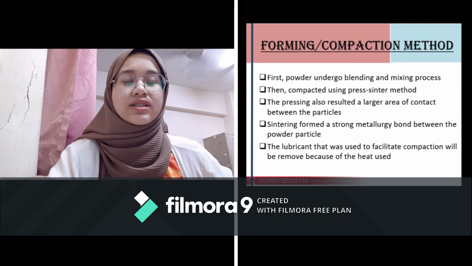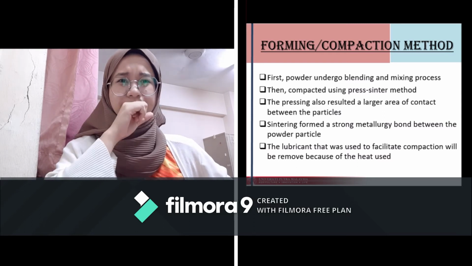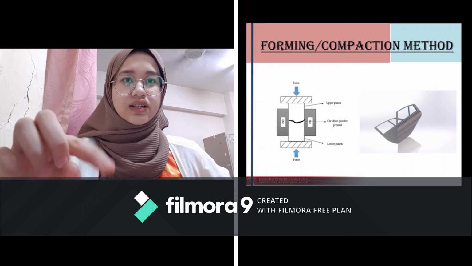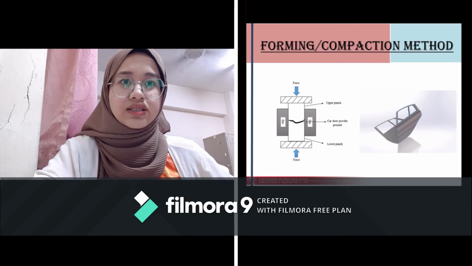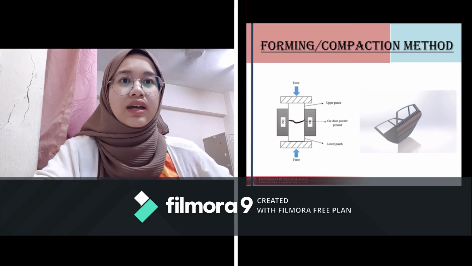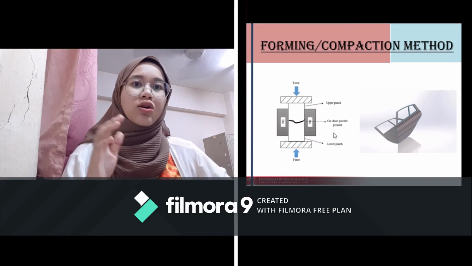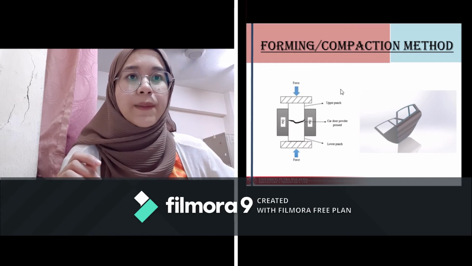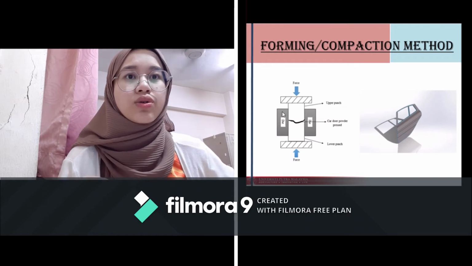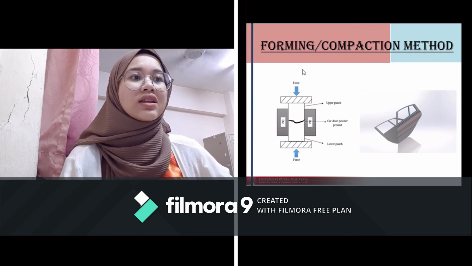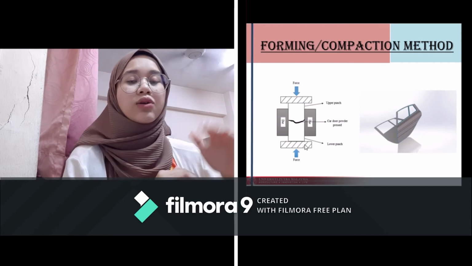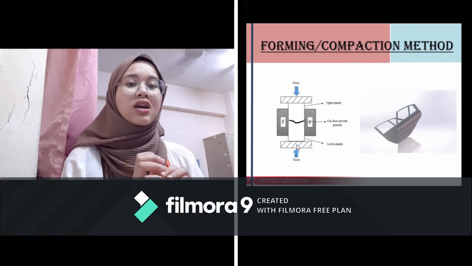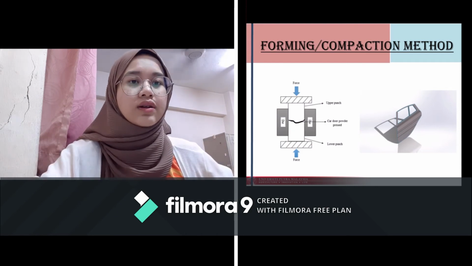Okay, so this is the sketch of the compaction. In the middle is the car door powder mold, and then there is the upper force and the lower force. There is also the upper punch and the lower punch. There are also the dies. The upper punch is movable, and the lower punch is stationary. So there are two punches.